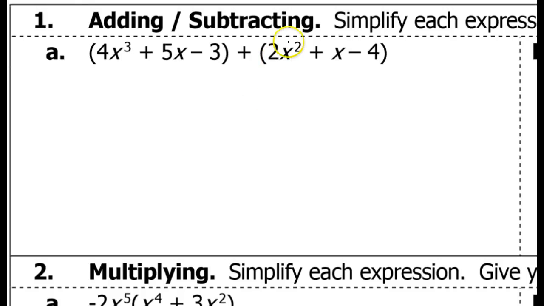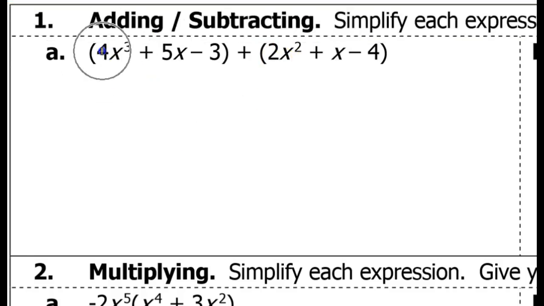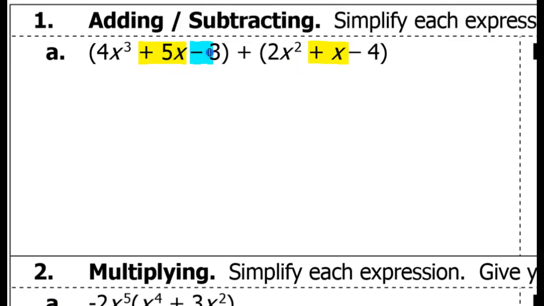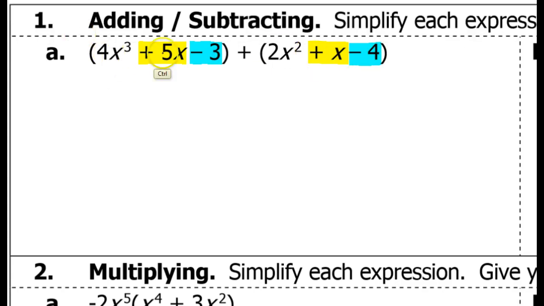Problem 1a is an addition problem, and when you're adding, all you're doing is combining like terms. So looking for like terms, let's see, I see like terms here and here. Also, the constants are like terms. So -3 and -4 are like terms. The other two have no like terms.